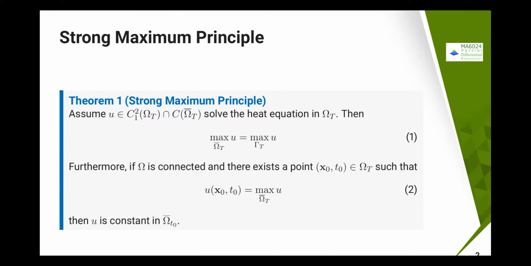So there are two parts. First we have to prove this one, then second we have to prove this one. So let us prove this one. Then u is constant in omega t naught bar. Okay, so let's prove this one.